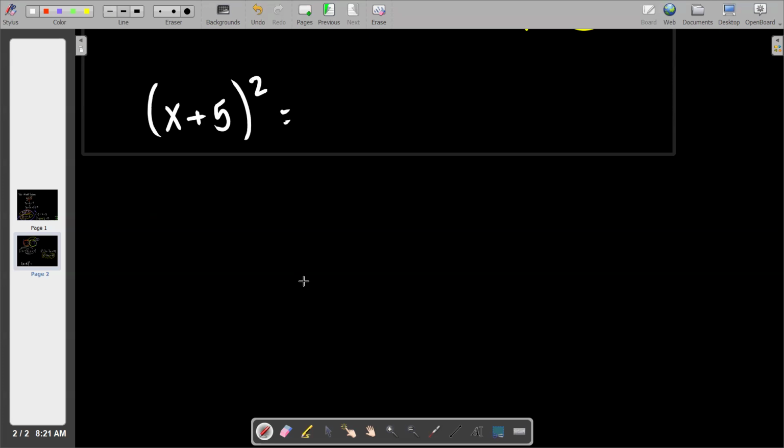What's the first answer we know? X squared. What's the last answer at the back that we know? Plus 25. Again, everybody knows that. In the middle? No, not 20. 10x. Multiply red by green. What do you get? Double what you just said, 10x. That's how you square, square, multiply, double.